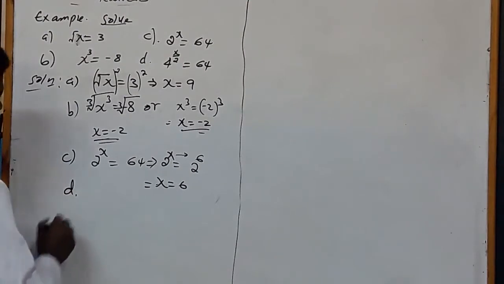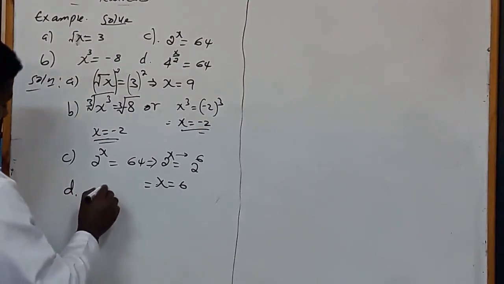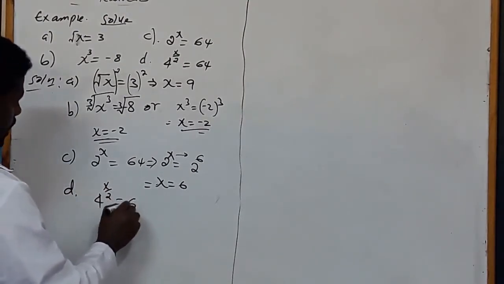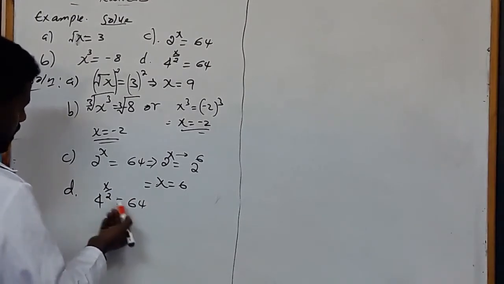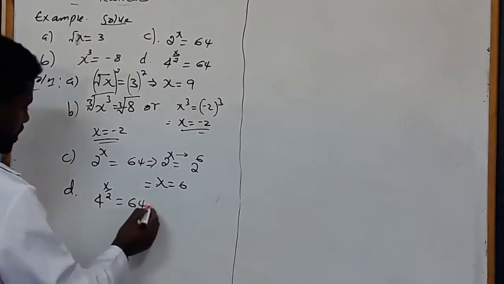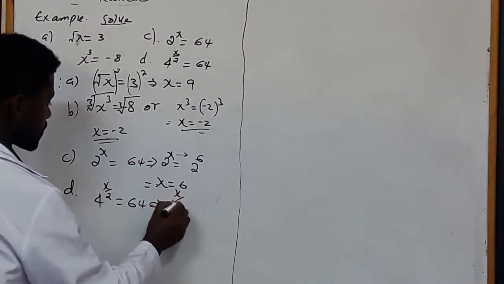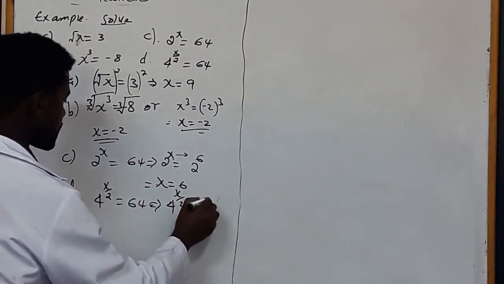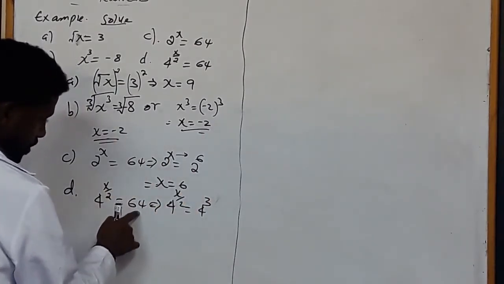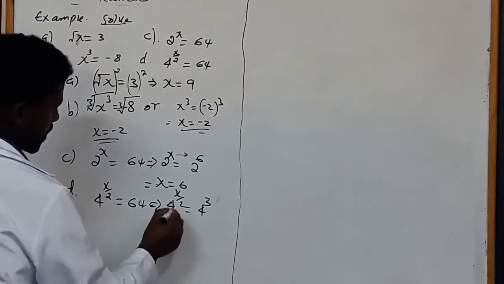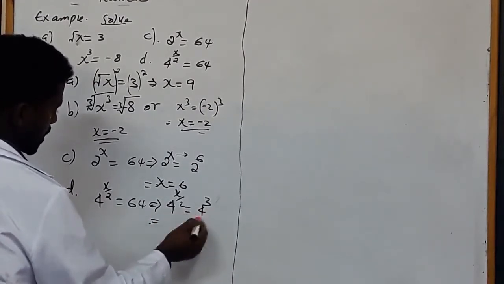When you come to D, 4 to the power of x over 2 is equal to again 64. We can write 64 with a base of 4. This means 4 to the power of x over 2 is equal to 4 to the power of 3. 4 to the power of 3 means 64, right? So this means the bases are now the same.